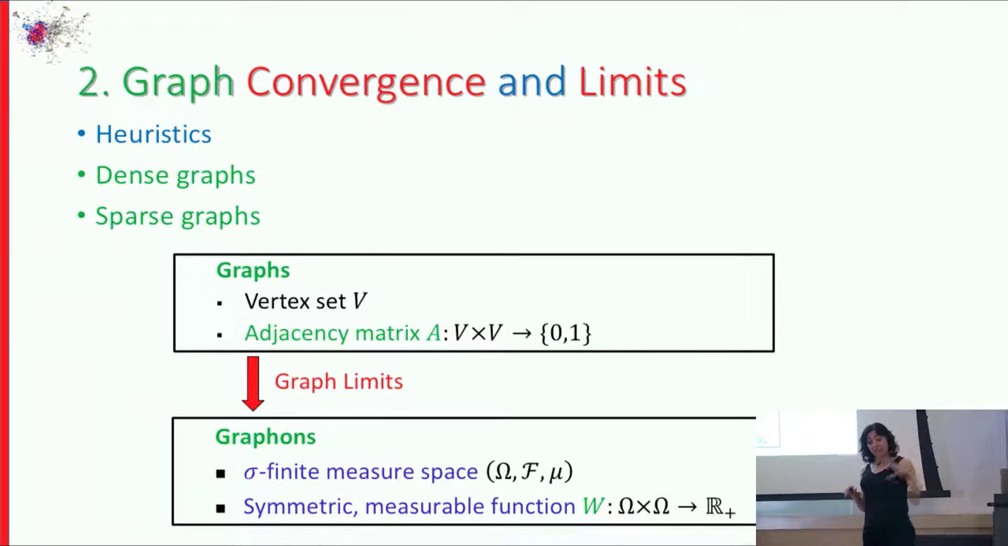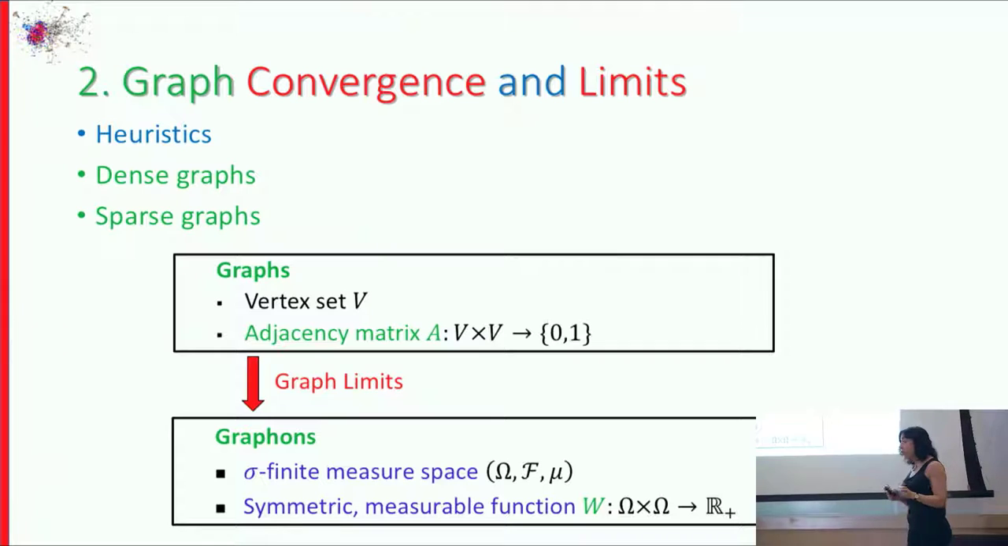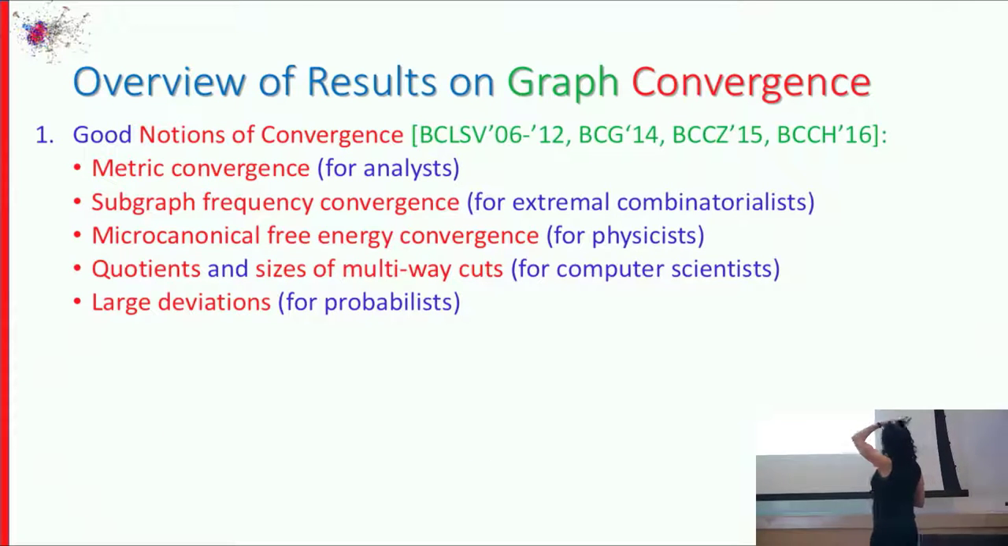And then I'll do this for dense graphs. These are graphs with order n squared edges for n vertices, and for sparse graphs. And real world networks are sparse graphs. Dense graphs are much easier mathematically, but real world networks tend to be sparse. I mean, you're not connected to a positive fraction of everybody on Facebook, okay?